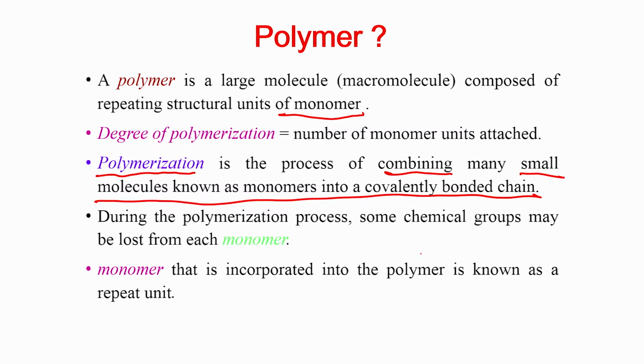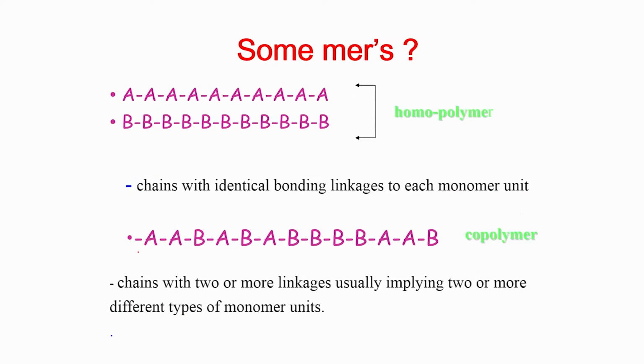So, across the chain, these monomer units are joined together by covalent bonding, and during the polymerization process some chemical groups may be lost from each monomer. So, that is also important to know. And a monomer is also known as a repeat unit, because it is essentially repeated linearly to make the full polymer. So, what are the different classes of polymers?